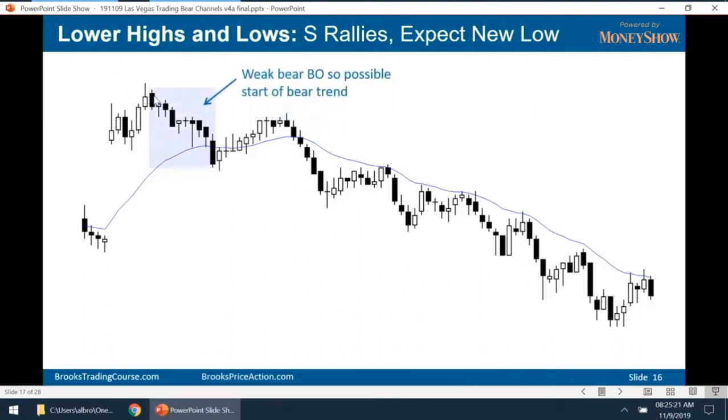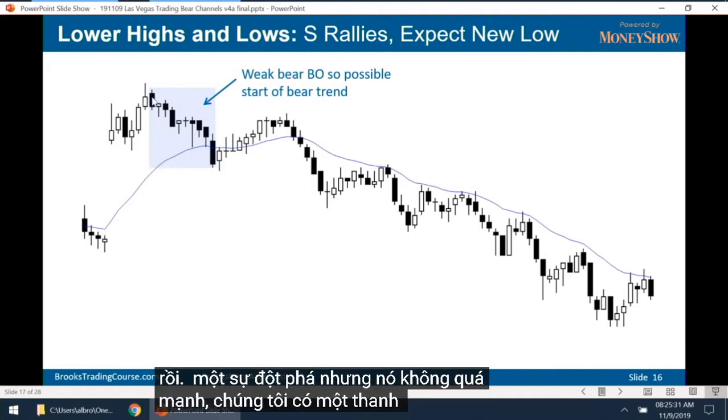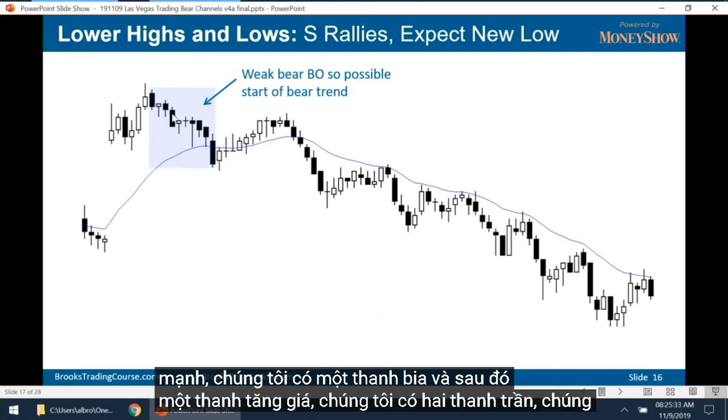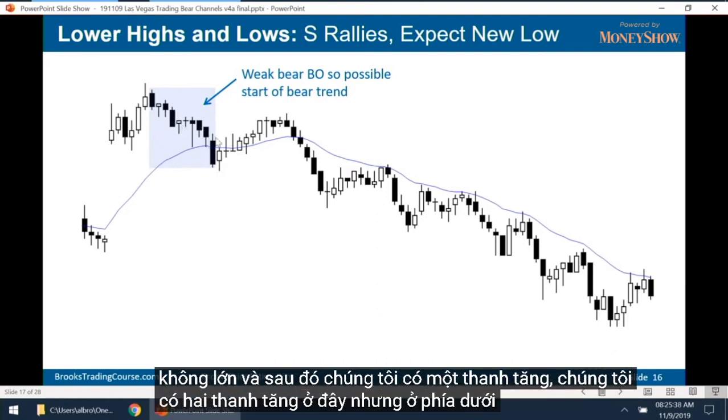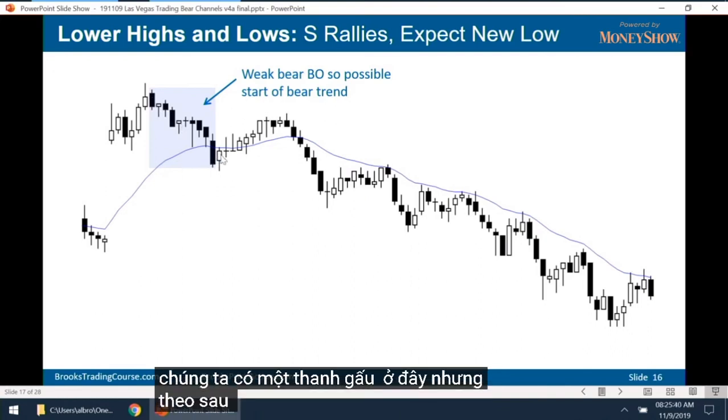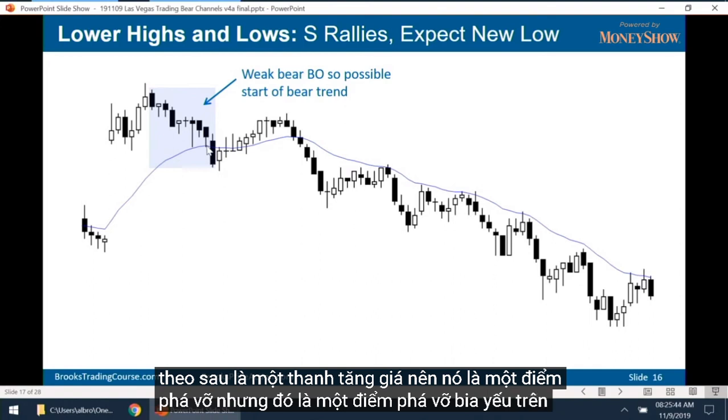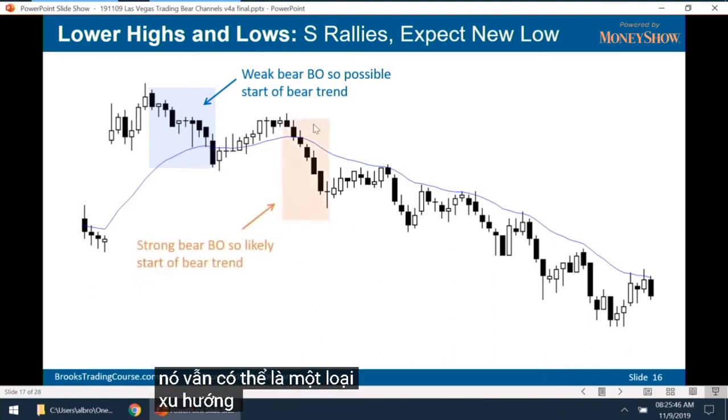All right, so here we have a breakout. We have a series of bear bars. We have 4 bear bars here. We have 7 bear bars in the past, 9 bars, bear bodies. It's a breakout, but it's not a very strong one. We have 1 bear bar and then a bull bar. We have 2 bear bars, they're not big, and then we have a bull bar. We have 2 bull bars here, but tails below. We have a bear bar here, but follow through is a bull bar. So it's a breakout, but it's a weak bear breakout. It still could be the start of a bear trend.